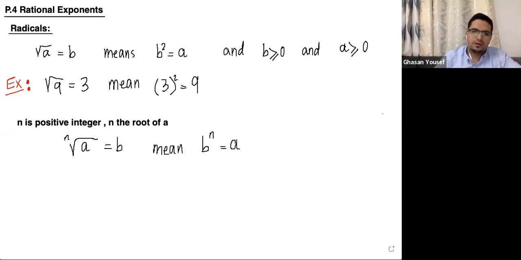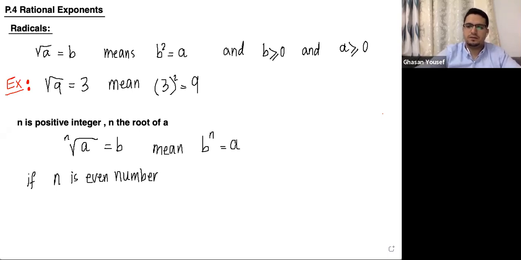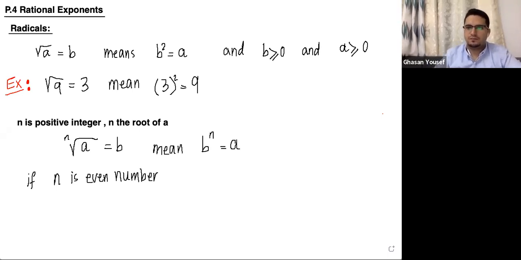And you have to know, if this n is an even number. What is an even number? What is the meaning of an even number? Any idea? Multiples of 2, yeah, this is correct. Like 2, 4, 6, 8, 10. All these numbers are even.